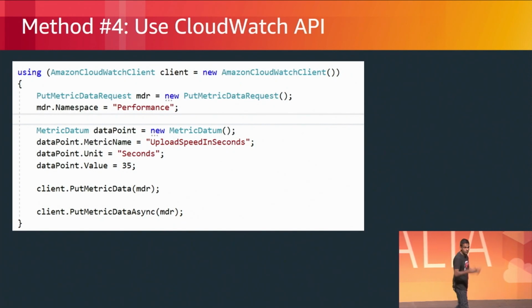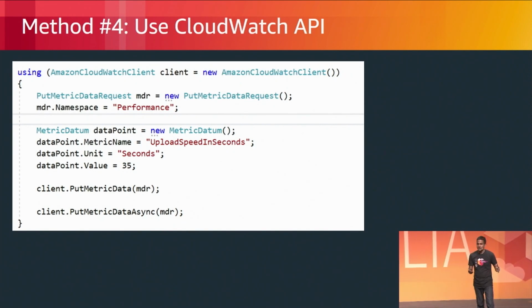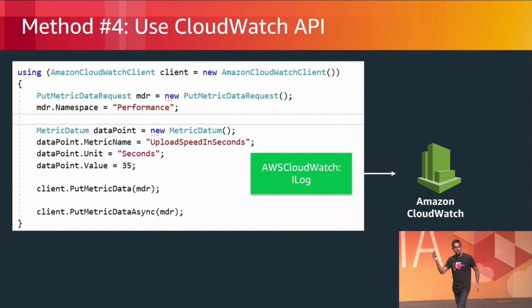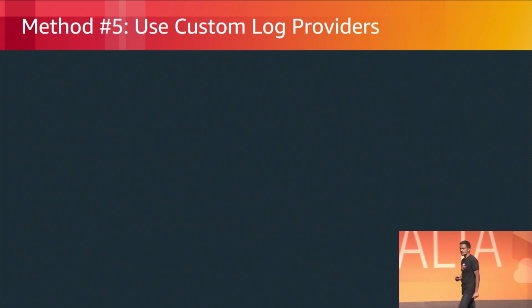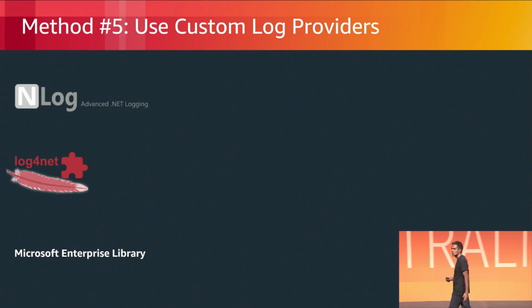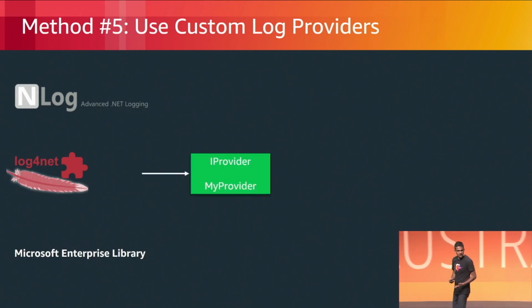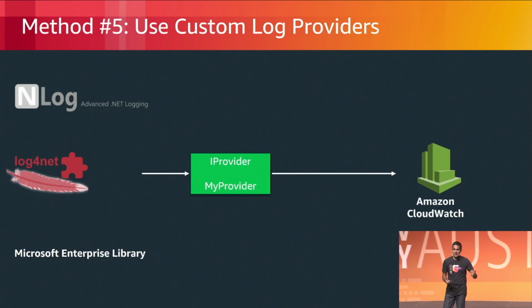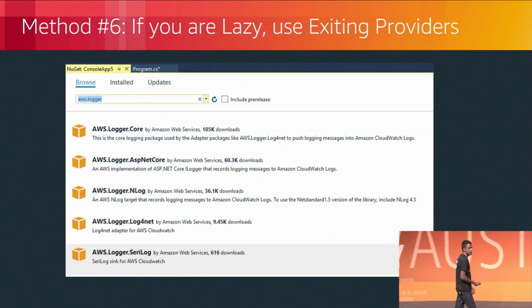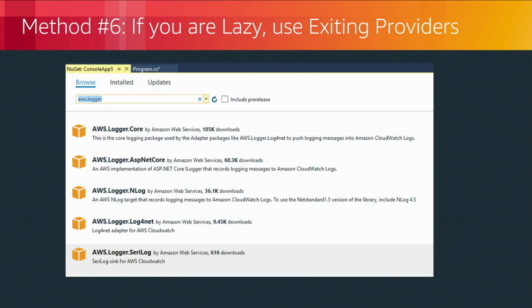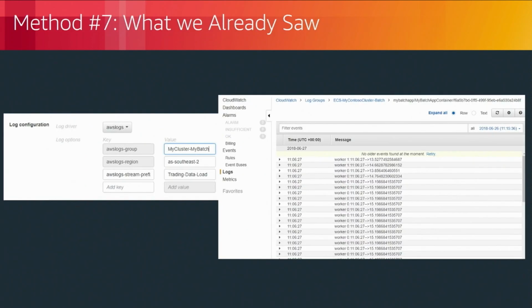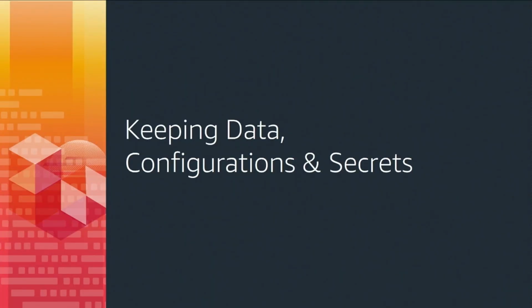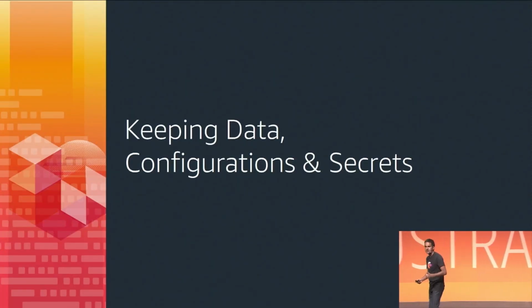Method number 4, use CloudWatch API. All AWS APIs are exposed as .NET Framework. Just pump them into CloudWatch. Use custom log providers. So if you are using any of these libraries, you can extend them with your own provider. Just use our API, create your own provider, and write directly into Amazon CloudWatch. If you are too lazy, you can still have NuGet packages available for these libraries. And also what we already saw, so things like capturing the console output, you can easily do with the AWS provided interfaces.